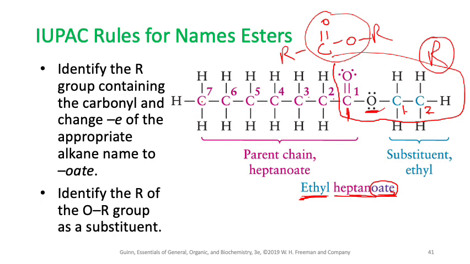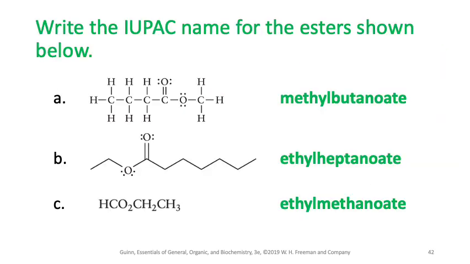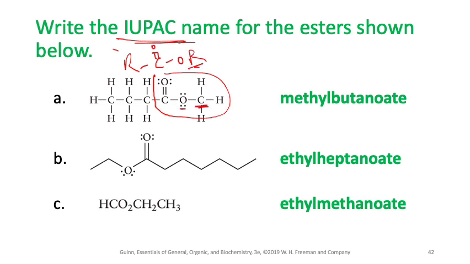Let's do some more examples on the next slide and practice more. Let's try to name a couple of esters, the IUPAC name. Let's do the first one. When you see C double bond O, R, this R group attached to the oxygen is a substituent. How many carbons are in there? 1. 1 is methyl, so methyl is the substituent. How many carbons are in the parent chain? 1, 2, 3, 4. 4 is butane, butanoate. The ending will be OATE. Butane means 4 carbons.